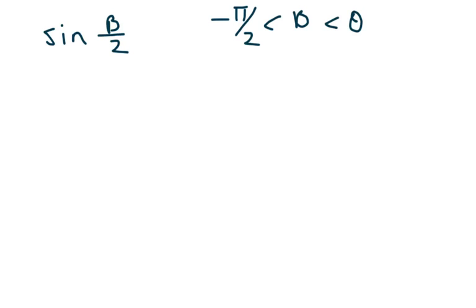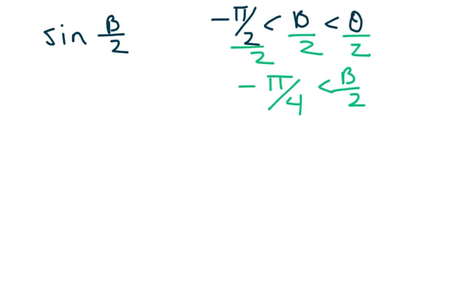But I need to know where beta over 2 lives. So what I'm going to do is take my domain and divide everything by 2. When I do that, I get negative pi over 4 is less than beta over 2, which is less than 0. So where does beta over 2 live? Well, this is still in quadrant 4, so beta over 2 belongs to quadrant 4.